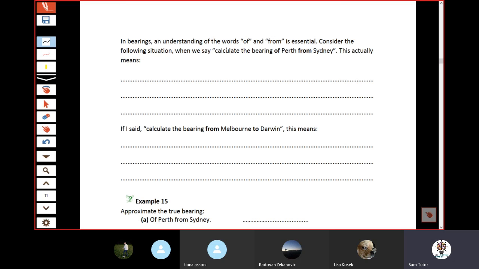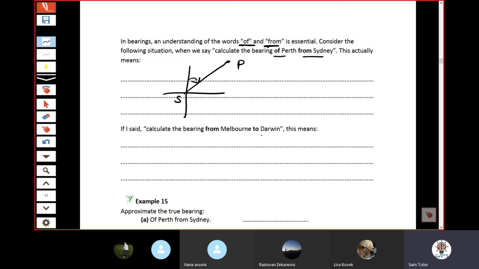In bearings, an understanding of the words of and from is essential. Consider the following situation. When we say calculate the bearing of Perth from Sydney, this actually means from Sydney, so there's Sydney, there's Perth. So what you're trying to work out is this bearing, from Sydney, pretty much to Perth. So calculate the bearing of Perth from Sydney, very important you get that.